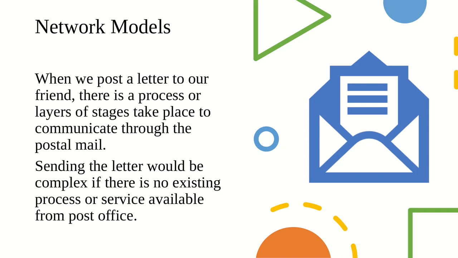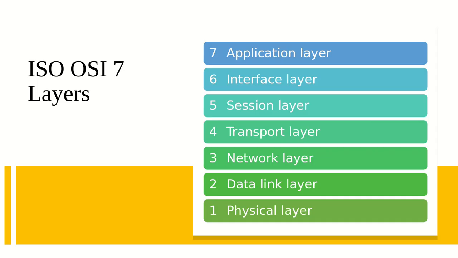So, what is a network model? When we post a letter to a friend, there is a process that takes place to do that communication through the postal mail. So sending a letter would be complex if there were no existing process or service available from the post office. In data communication also, there are network models to explain the process of data communication.